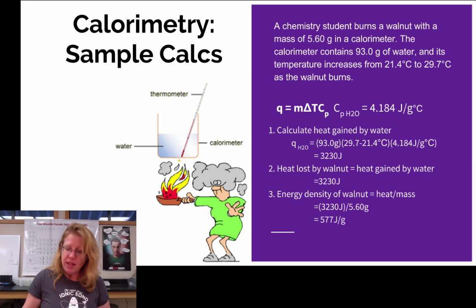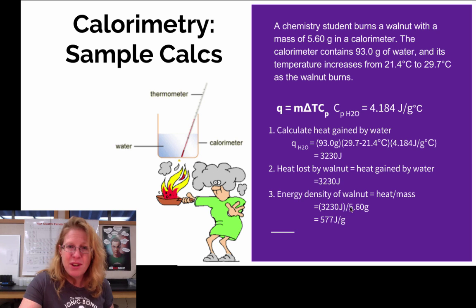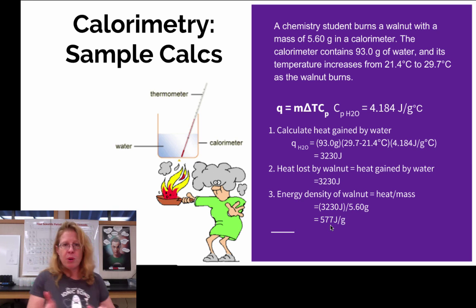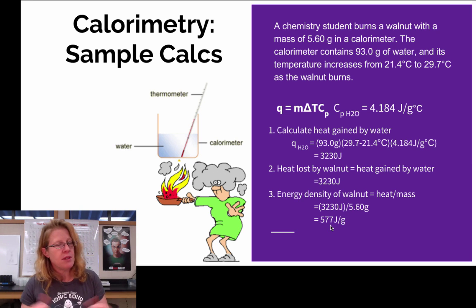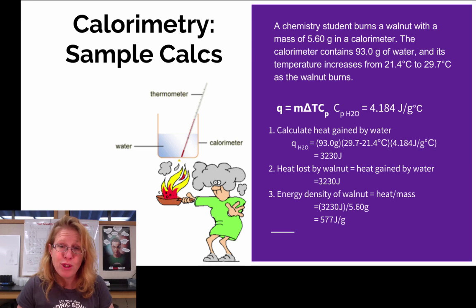And then the last thing is we're going to calculate the energy density of our walnut. In this case, we would say, all right, 3,230 joules of energy must have been released by that walnut. And that walnut weighed 5.6 grams, so it's 577 joules per gram of walnut. That's how you do the simple calculations for calorimetry, and this is what we're going to do in class.